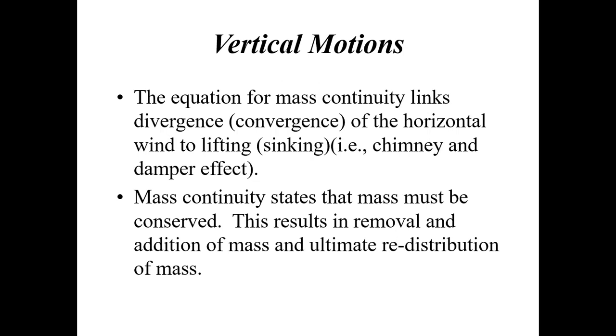The equation for mass continuity links the divergence and convergence of the horizontal wind to lifting or sinking, that chimney and damper effect, which we have covered in previous videos. Mass continuity states that mass must be conserved, and this results in removal and addition of mass and ultimately a redistribution of mass. The quantity of mass again remains the same, all right? It's just redistributed throughout the atmosphere. There may be a gain in one area and a loss in another.